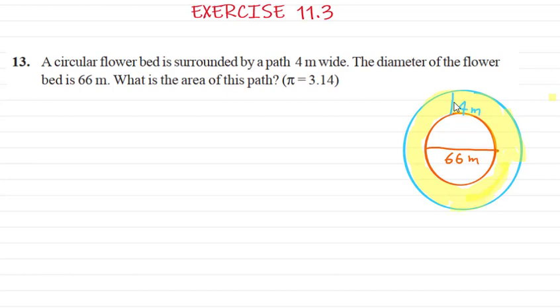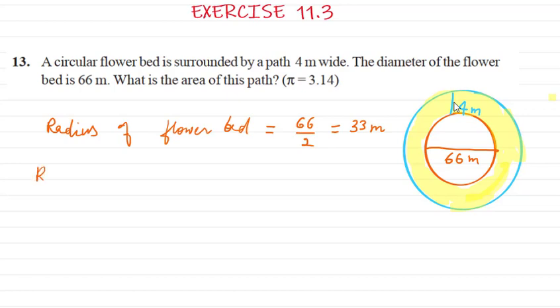So for that, first we will see the radius of the flower bed is 66 by 2. Okay, first we will find out the radius. So the radius of the flower bed, and also you can write it as the radius of the inner circle, will be 66 by 2, that will be 33 meters.